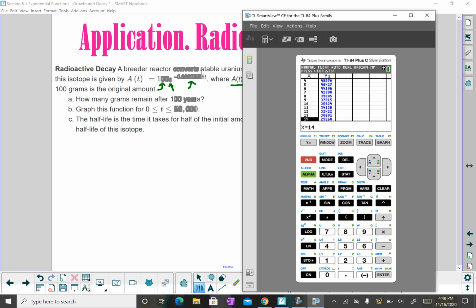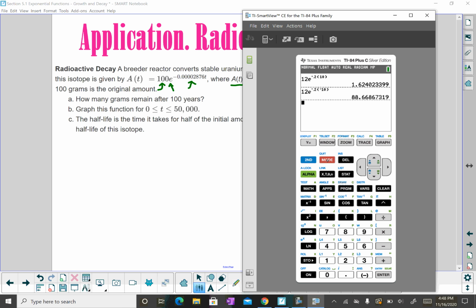So I'm just going to go to my standard window here, and I just hit second quit to go back to that standard window. I'm going to clear out what I have. I'm going to type this equation in, 100, get my E, second, and the division key, my exponent, negative 0.402876, make sure I get all my zeros here. Looks like there's 4 zeros there. And then 100 years, that's my T, so I'm going to put parentheses 100. Okay, so the question is how many remain? 99.7 remain.